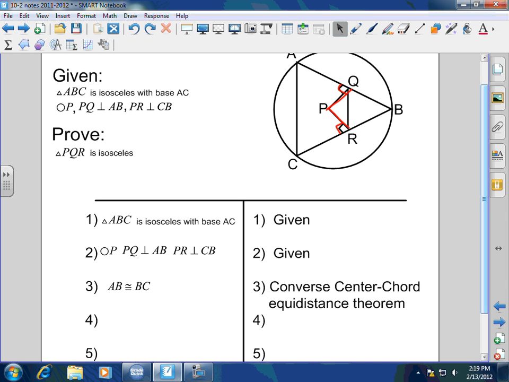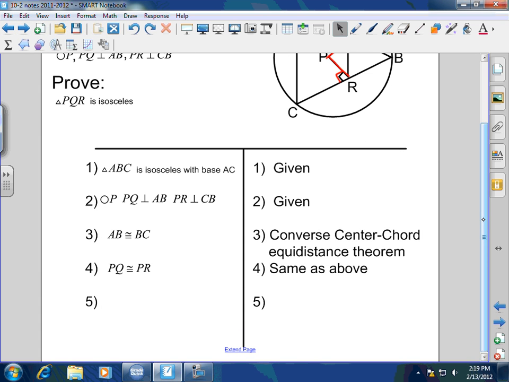Okay. Now, next. PQ would be congruent to PR. Why? Because of the converse of the center chord equidistant theorem. And then my last final proof: PQR is isosceles. Definition of isosceles.